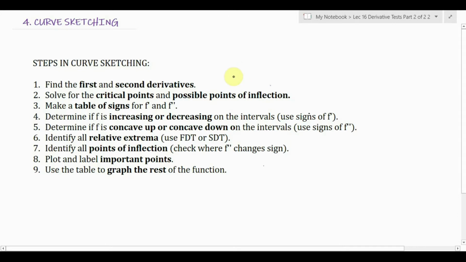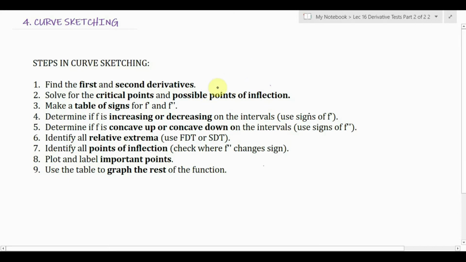So before we sketch curves, let us first list some steps that will guide us later on. And katulad ng sinabi ko kanina, gagamitin natin yung mga concepts na natutunan natin for the first three sections dito sa pag-sketch ng curve. Okay?